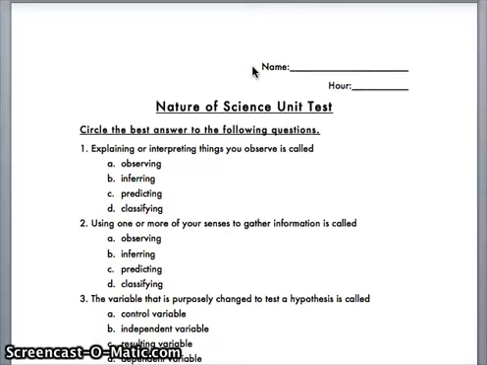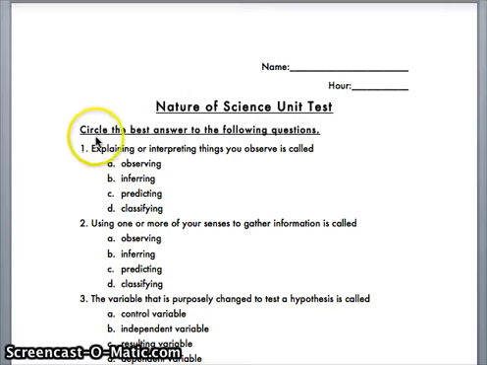All right, this is our Nature of Science unit test. First, I want you to go ahead and put your name at the very top of the page and then the hour that you're in. Again, this is the Nature of Science unit test.